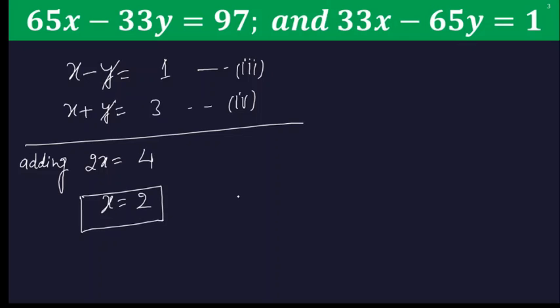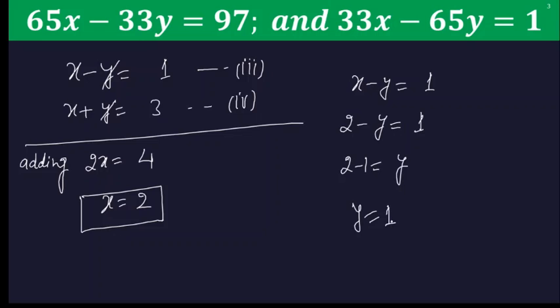A very simple and easy way of solving. Otherwise, if you do it directly, you will definitely make mistakes. Now putting 2 in place of x, I found 2 minus y equals 1, so y is also 1. This is the solution, and you can check it if you want.